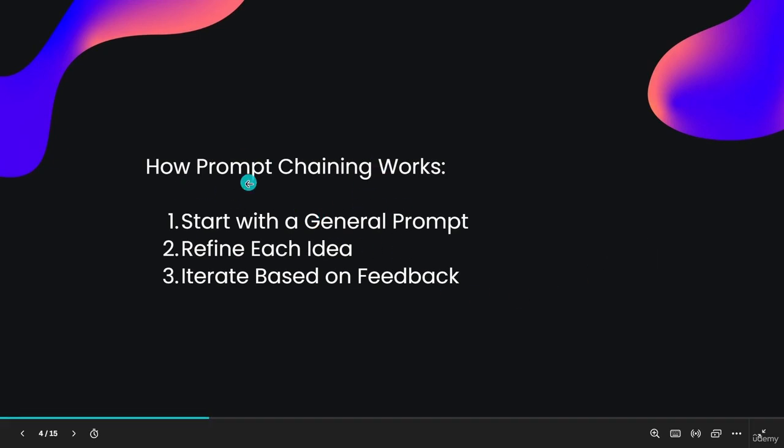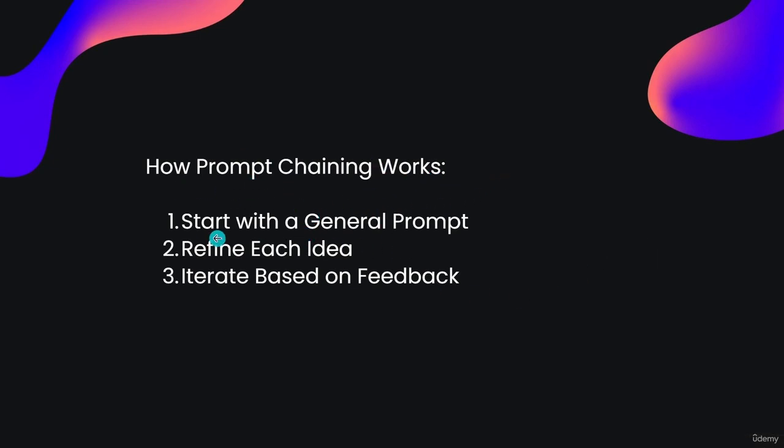You can see how the prompt chaining works. As I said, we will start with a general prompt. By analyzing the first output from the general prompt, we will refine it, and we will iterate based on the feedback. Feedback means the output from the second step, that is refining. The output from refining will be the feedback.